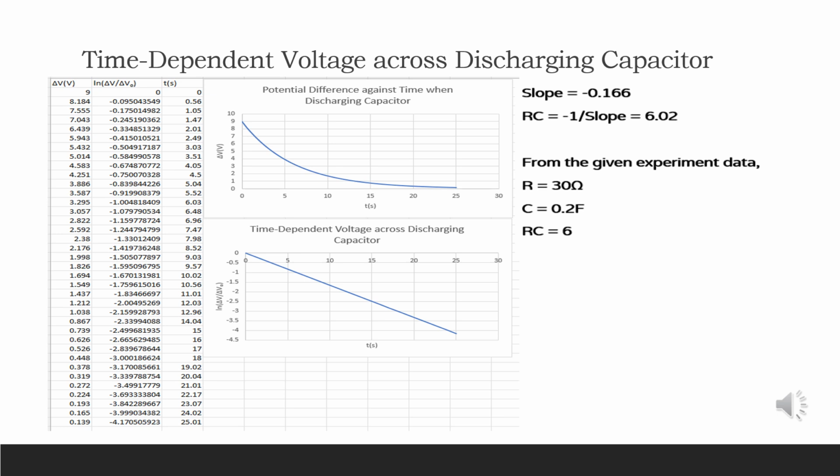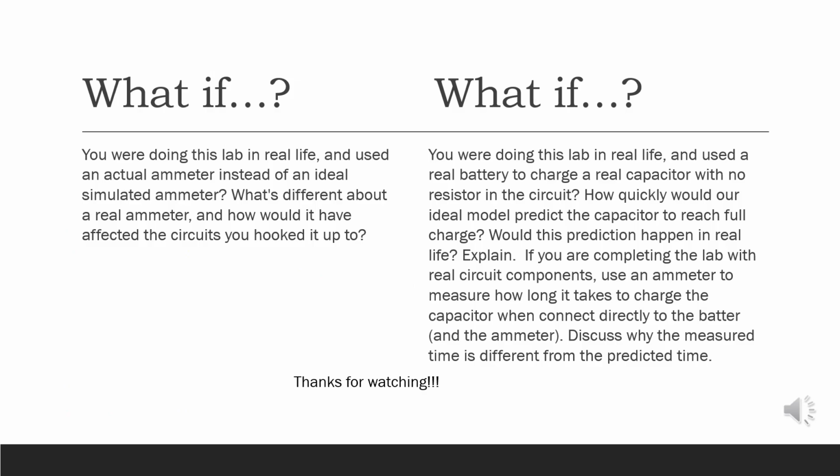Also, when we applied this formula, we got a slope of negative 0.166. The RC value is negative 1 over the slope, so the RC value was calculated to be 6.02. Similarly, if we calculated RC by simply multiplying R and C, we also get 6, which is a reasonably close value to 6.02. And this could help us conclude that the experiment was successful and produced reasonable results. Now for the what if questions.